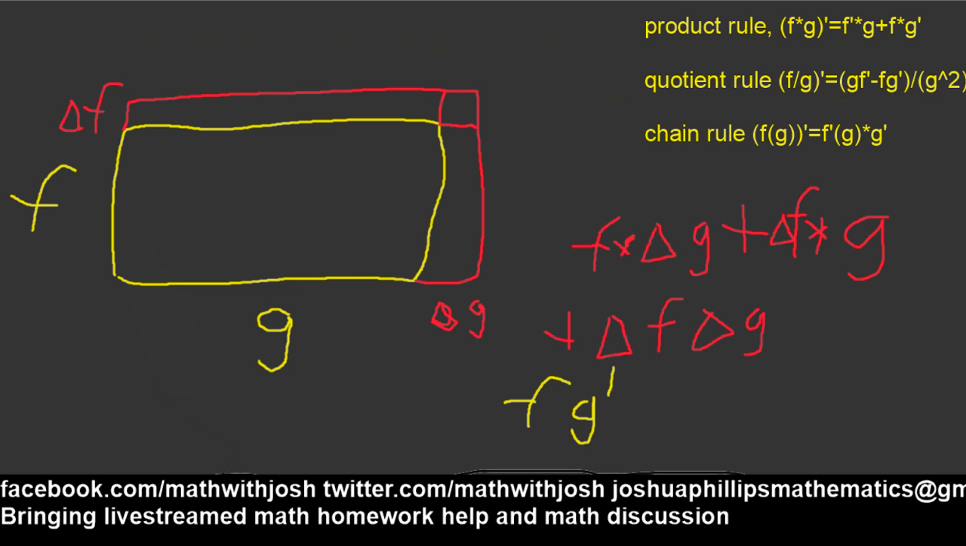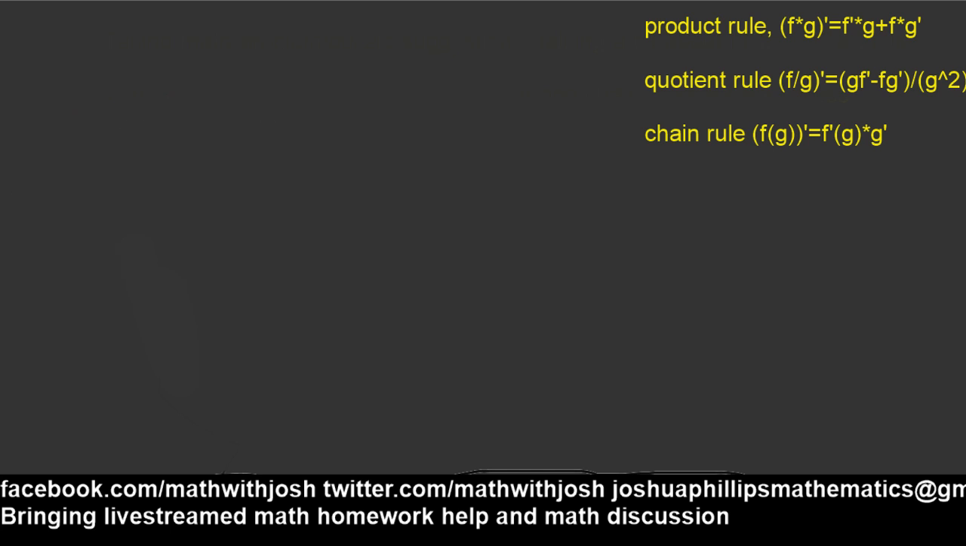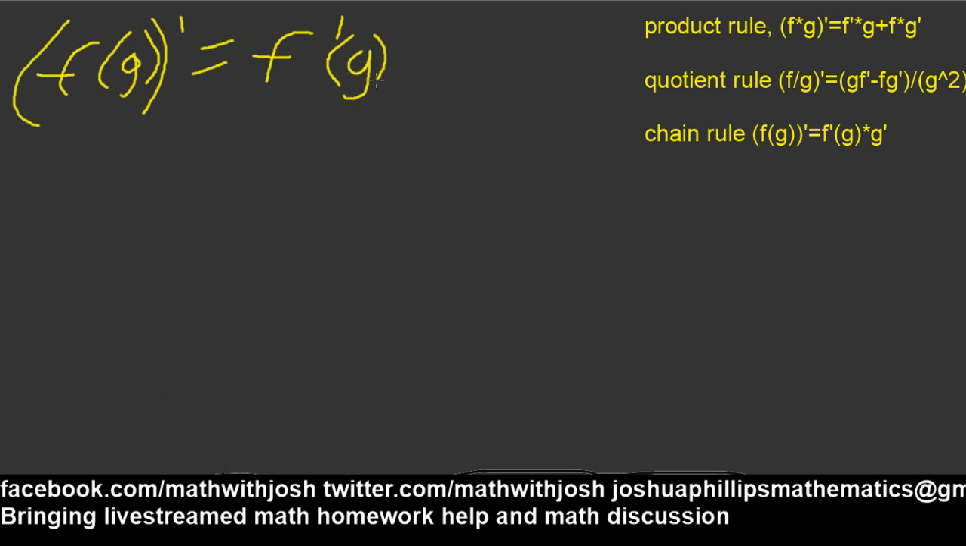Let's see if we can get this erased. Now, the quotient rule, which is the rule... let's do the chain rule first so that for the quotient rule we can skip some steps. So the chain rule is the rule that if we have f of g, the derivative of that is f prime with respect to g times g prime.